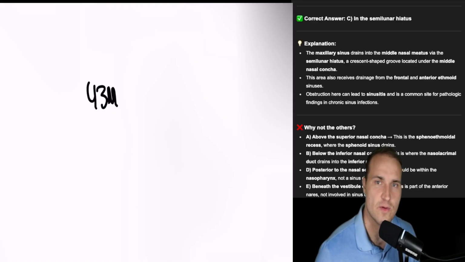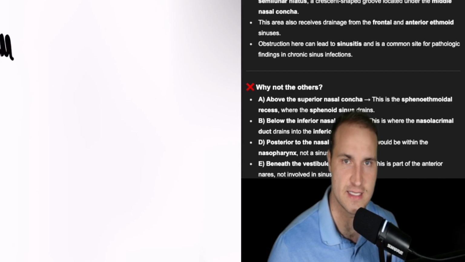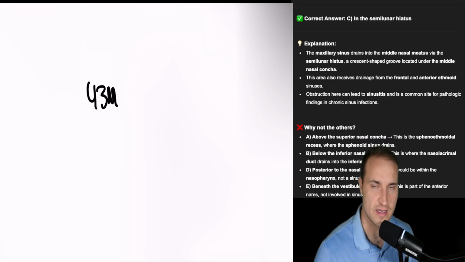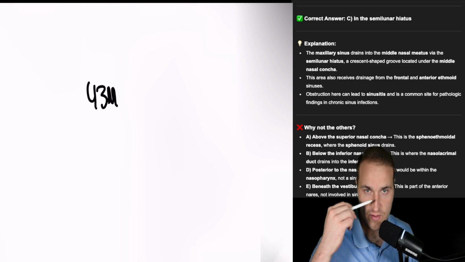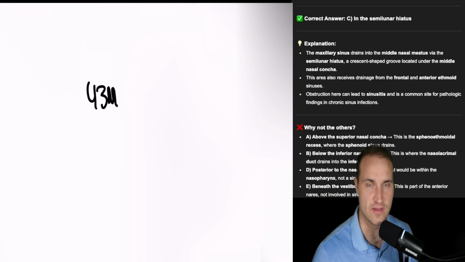So the sphenoethmoidal recess is the place in the upper part of the nasal cavity where you have two sinuses that drain, that's your sphenoid sinus and the posterior ethmoid air cells. So the area superior and posterior to the superior nasal concha is where they drain. And so pus draining from the sphenoethmoidal recess indicates infection, and the posterior ethmoid sinuses are going to drain into that area.